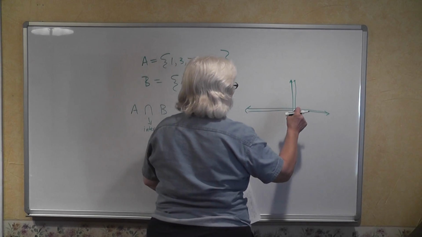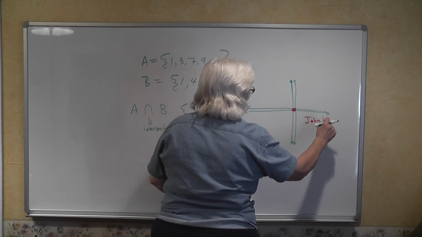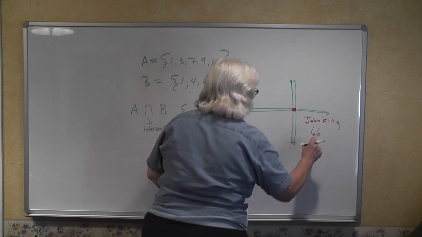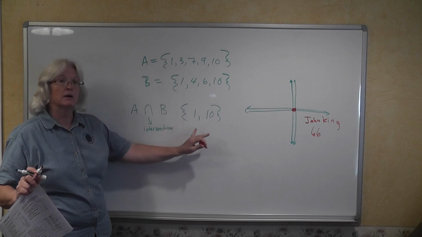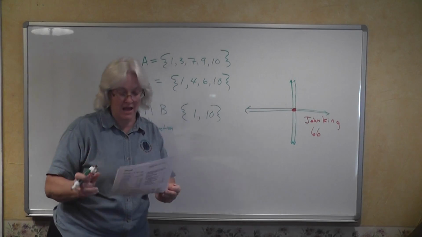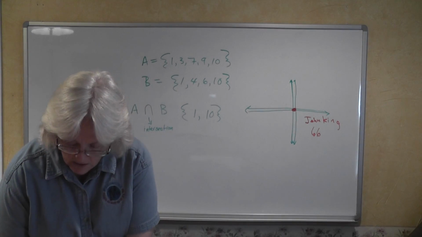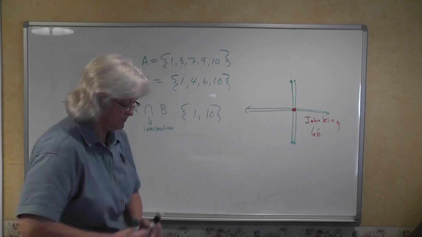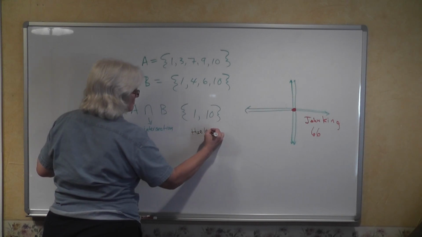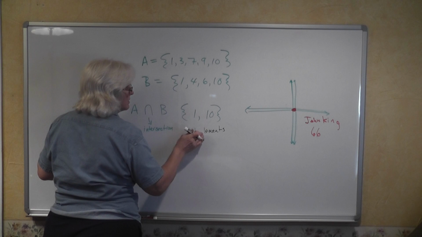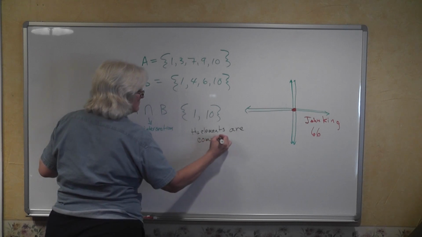And what do we have with an intersection? The intersection contains both John King and 66. So the intersection of two sets is those elements that both sets have together in common, or the elements have to be common to both sets. The elements are common to both sets. You find the same element in both sets.